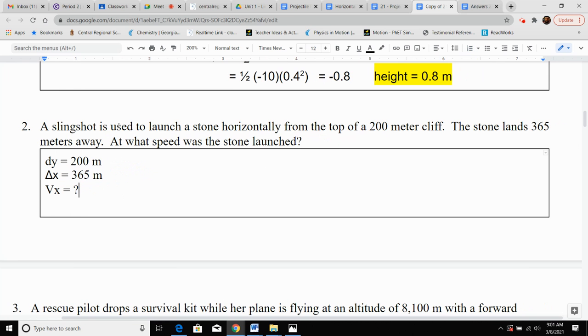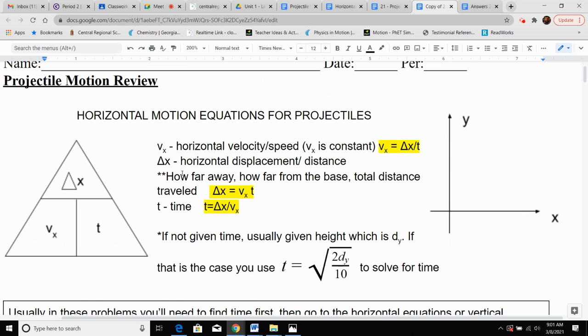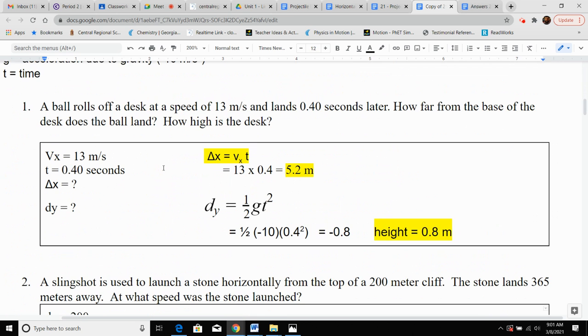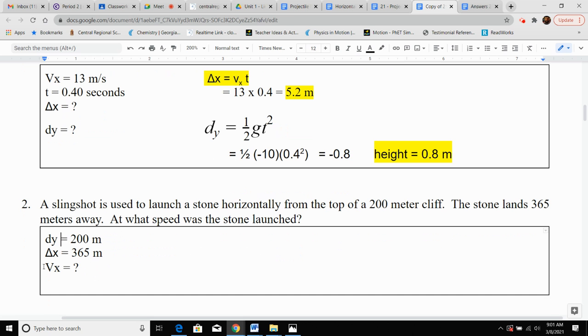All right, so we got a slingshot. The slingshot is used to launch a stone horizontally from the top of a 200-meter cliff. Now, if you didn't have this information here, that's a height, and that would be our dy, that 200. Now, the stone lands 365 meters away. How far from the base, that would be our delta x. And then they want to know what is the speed at which this stone is launched. So they want Vx.